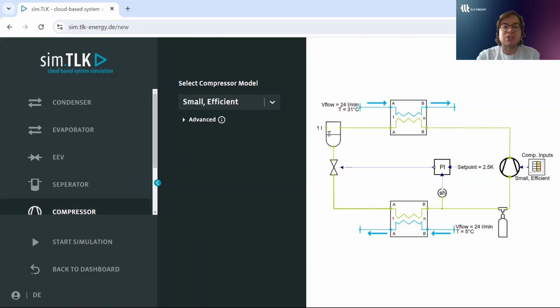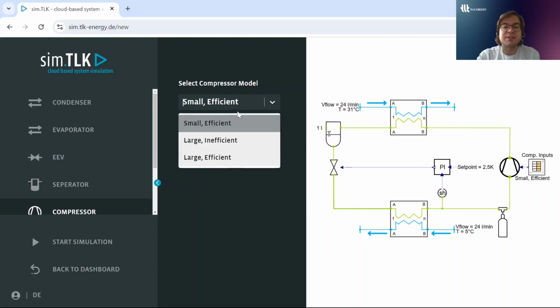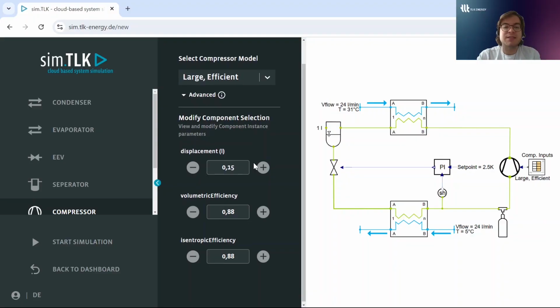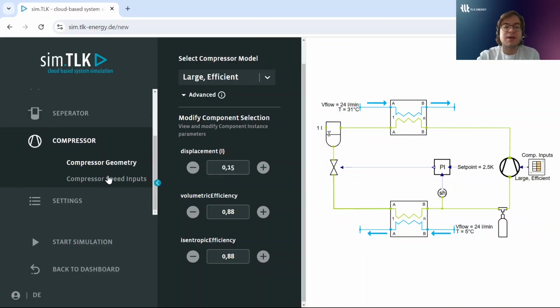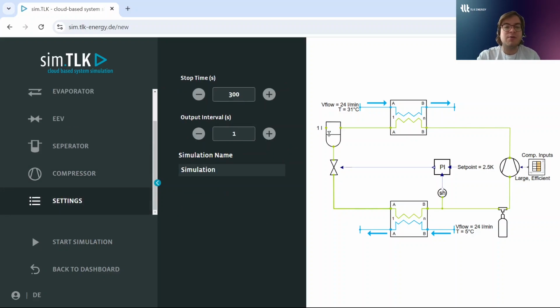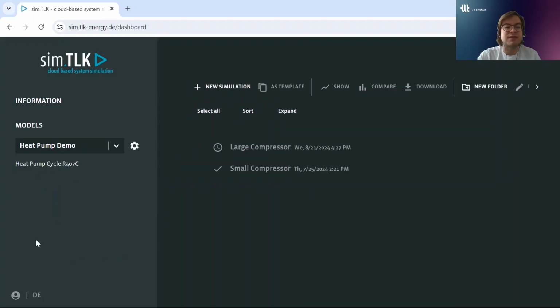We can change the geometry of the compressor. Here we have different choices of compressor geometry, and we can go with a large, efficient compressor. What that means is we have a given displacement and a given efficiency. We can also change the speed of the compressor. We have an initial speed of 50 Hertz, and we can have it increase by 10 Hertz around 50 seconds into the simulation. Now we can change how long the simulation runs, so 150 seconds, and name it large compressor. And with that, we just have to hit simulate.